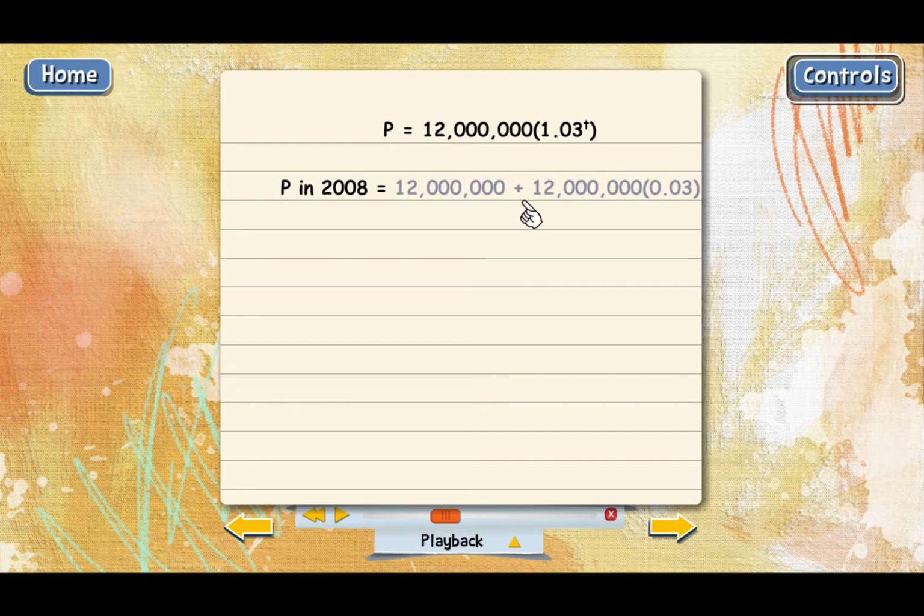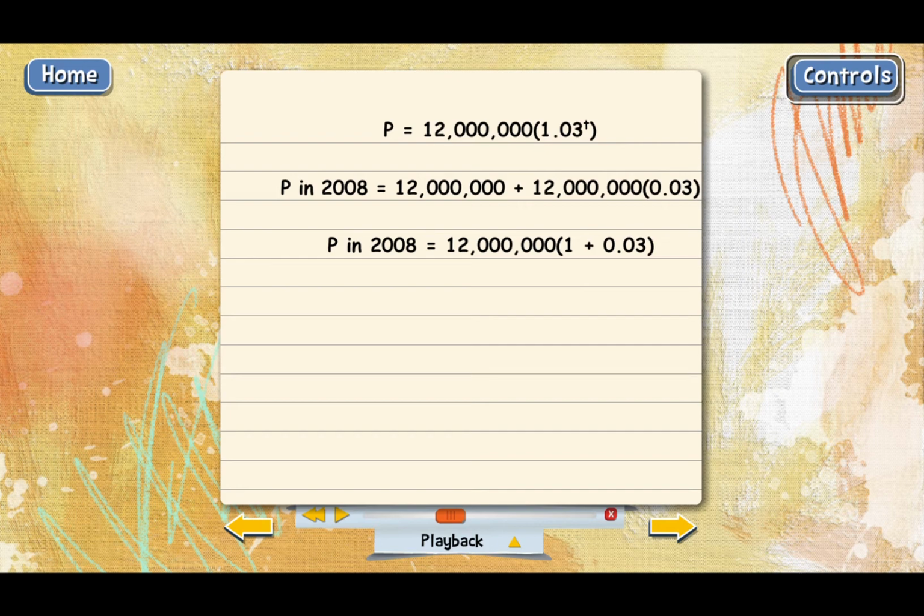Now, we can simplify this expression on the right, or we can factor it by reverse distributing, because we have two terms here, and both of them have a factor of 12 million, and we can just take 12 million outside parentheses to get 12 million times the quantity 1 plus 0.03. See, this expression is the same as the original, because if we distributed, 12 million times 1 is 12 million, and then 12 million times 0.03 gives us this, and then those two are added together.